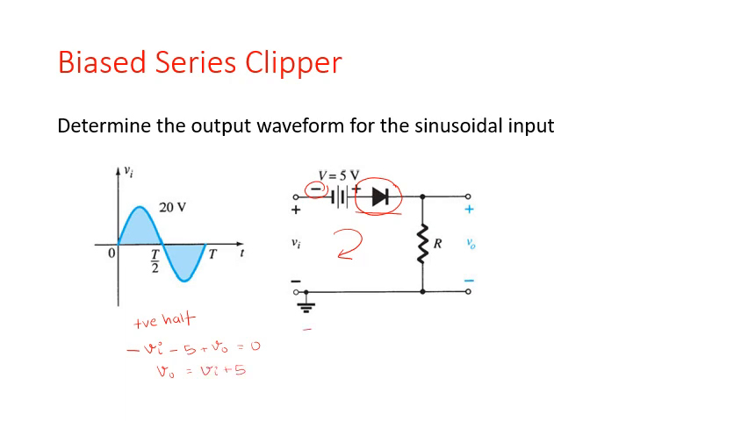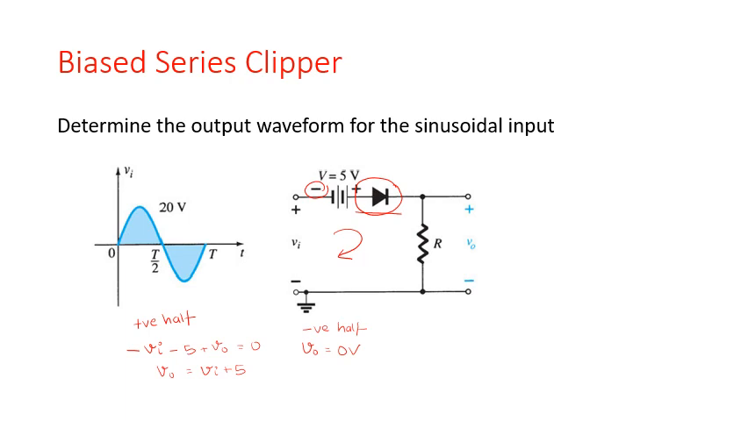What will happen in the negative half cycle? In the negative half cycle, this diode will be replaced by an open circuit. So no voltage from here is going to reach this end. So I can directly write V0 will be equal to 0 volts. How are we going to draw this waveform?